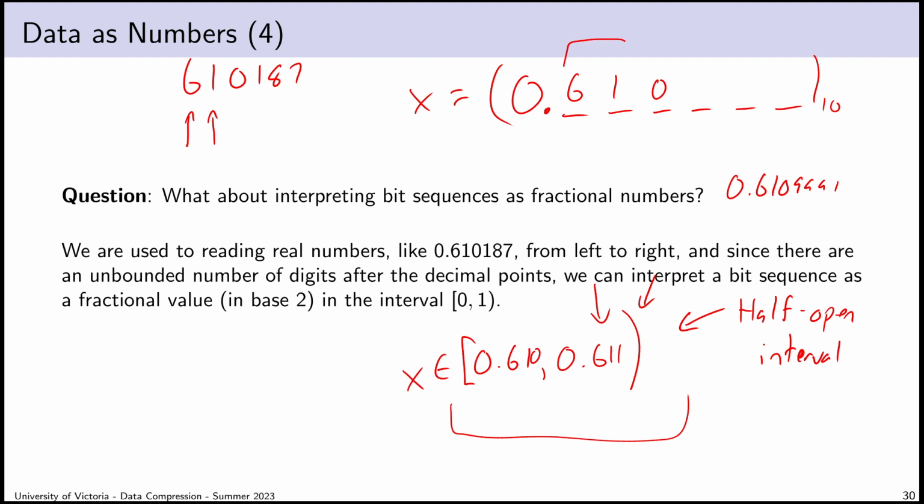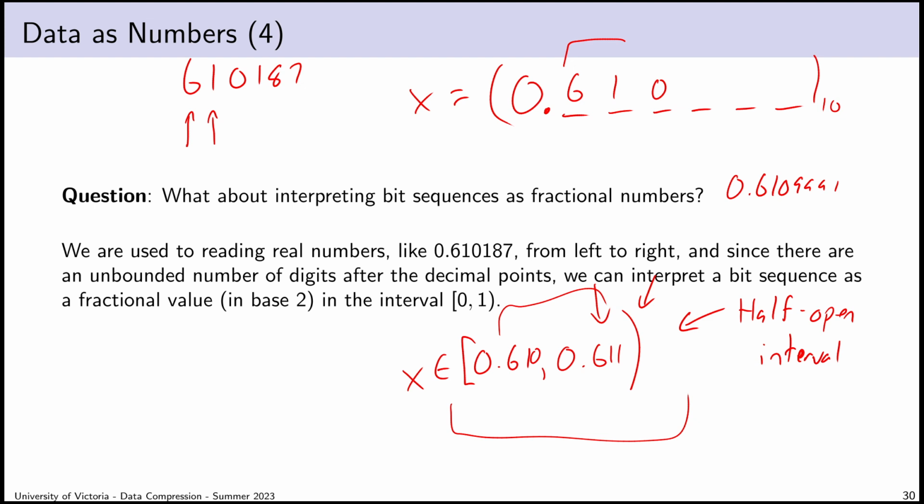If I treat this as a fractional value that I'm receiving digit by digit, as you give me more digits, my estimate of the number becomes more precise. But even if I don't have all of the digits yet, I already know quite a bit about the number. With only 3 digits, I can tell you the number has to be between 0.610 and 0.611. I think that that's useful.